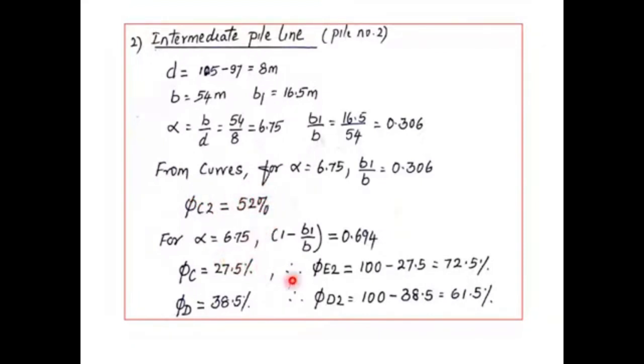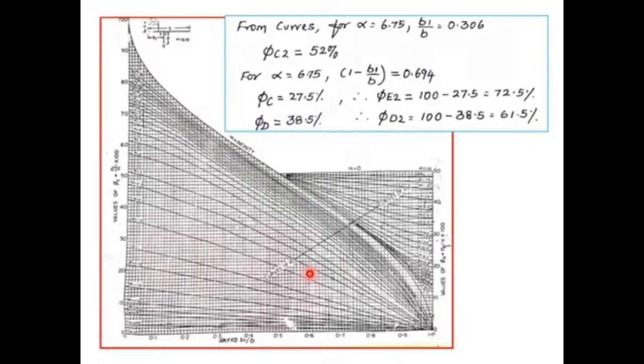Now for getting the pressure at E2 and D2, for the value alpha and the ratio 1 minus B1 by B, that is 1 minus 0.306, which is 0.694. For that we have to refer to the curves, then get the values for phi c and phi d. Once you get phi c, then phi e2 is 100 minus phi c, whereas after getting phi d we get phi d2, which is at the bottom of the pile, which comes to about 100 minus 38.5, which is 61.5%. So that is what is shown here.